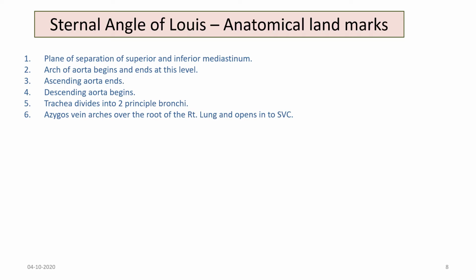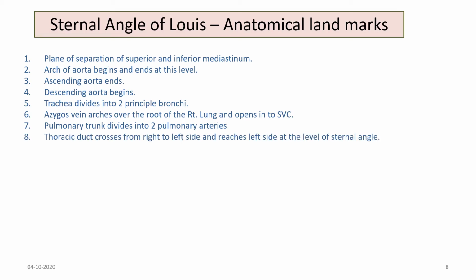The azygos vein arches over the root of the right lung and opens into the superior vena cava at the level of the sternal angle. The pulmonary trunk divides into right and left pulmonary arteries at this level. The thoracic duct crosses from right to left side and reaches the left side at the level of the sternal angle.